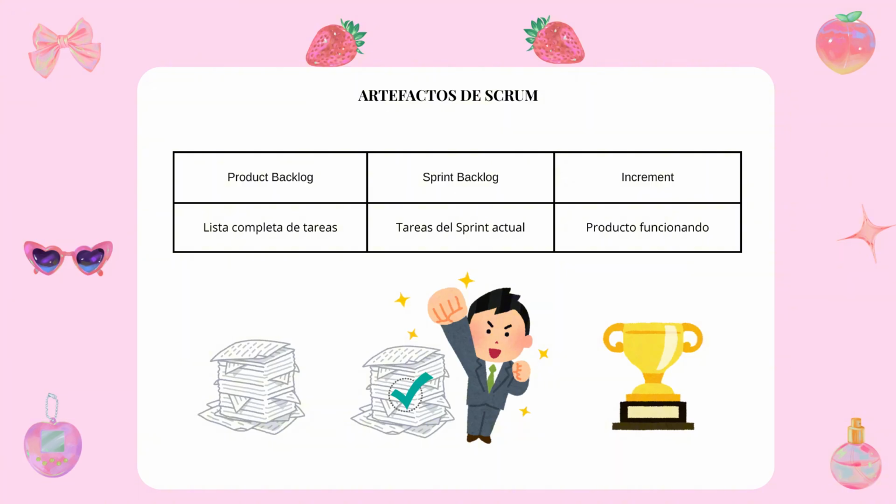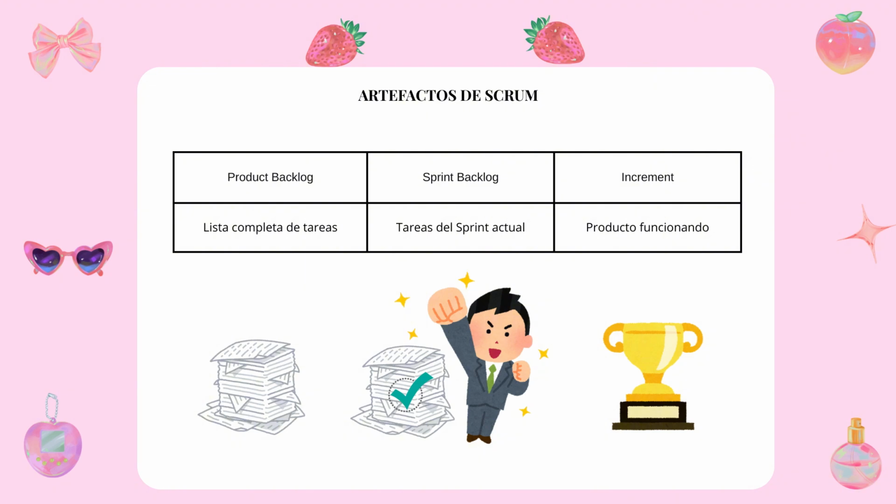The key events in Scrum are the sprint, which is a work cycle of 2 to 4 weeks. Sprint planning, where the team plans what to do during that sprint. The daily Scrum, a 15-minute daily meeting. The sprint review, to show what was accomplished. And the sprint retrospective, where the team reflects on how to improve.